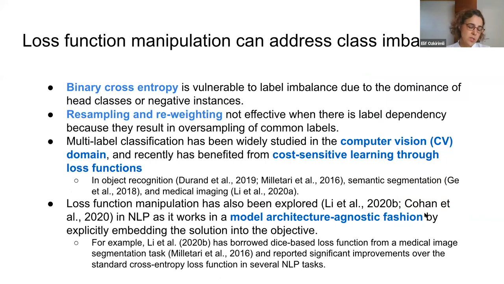So loss function manipulation is a commonly used method that can address class imbalance, but binary cross entropy is vulnerable to label imbalance due to dominance of head classes or negative instances. So head classes would be highly occurring classes, right? And resampling and reweighting are not effective when there's label dependency because they result in oversampling of common labels, which is what I was talking about. So the ACQ label is going to be assigned because it's going to be oversampled.